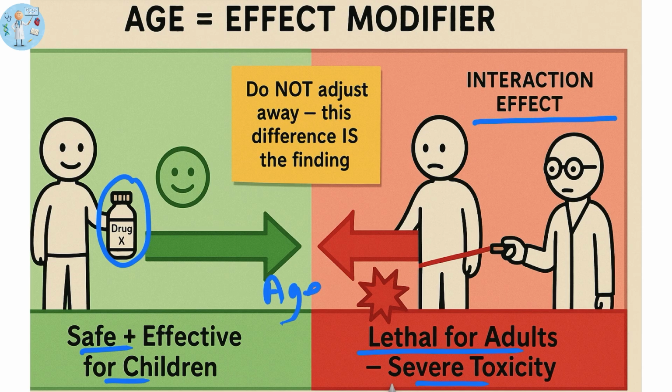If you just average the results for everyone, you might get a conclusion like, the drug is moderately dangerous. Which is useless and incredibly dangerous. You wouldn't say, well, on average, people did okay. No, you'd put a giant warning label on it. For children only. That's it. That difference is the finding. Confounding distorts the truth. Effect modification reveals a more complex, nuanced truth.